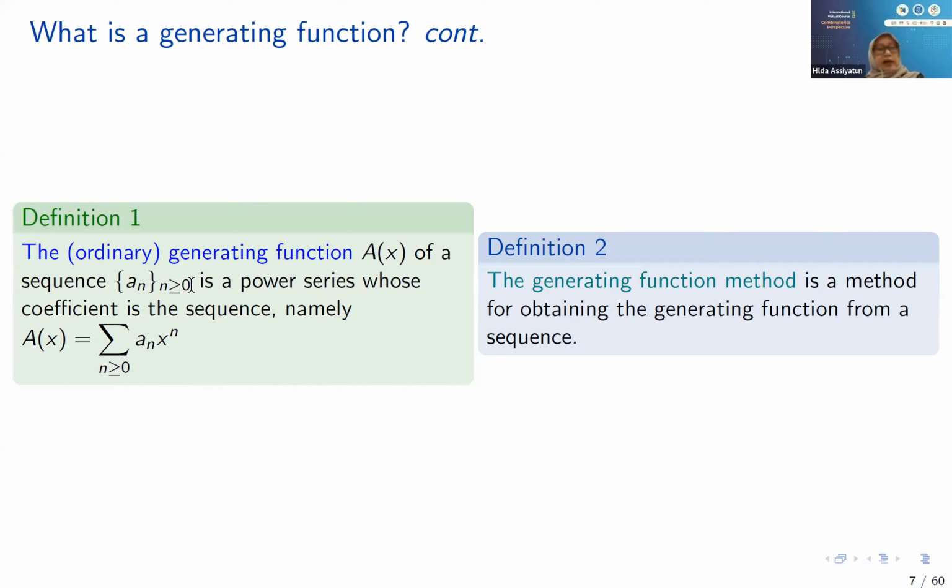The ordinary generating function A(x) of a sequence a_n is a power series whose coefficients are the sequence. So what we mean by this is A(x) equals this power series with the coefficients being our sequence. The definition of generating function is quite simple. So what is the generating function method? It is a method to obtain the generating function from a sequence.